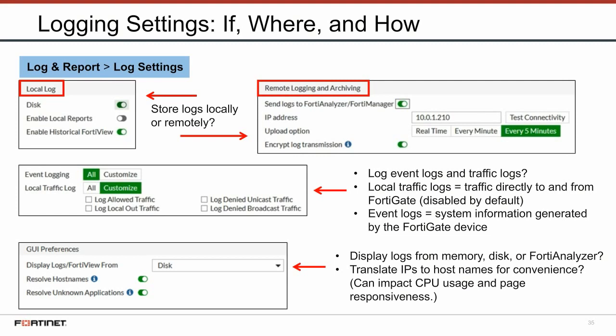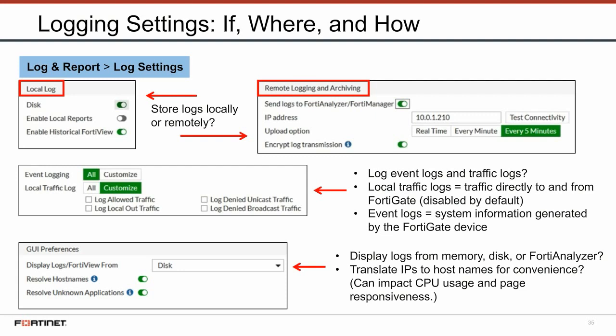The Log Settings page allows you to decide if, where, and how a log is stored. As previously discussed, you must configure whether to store logs locally on your FortiGate disk or remotely to an external device such as FortiAnalyzer. You must also configure what event logs and local traffic logs to capture. Local traffic logs provide information about traffic directly to and from FortiGate. By default, this option is disabled because of the large number of logs they can generate.